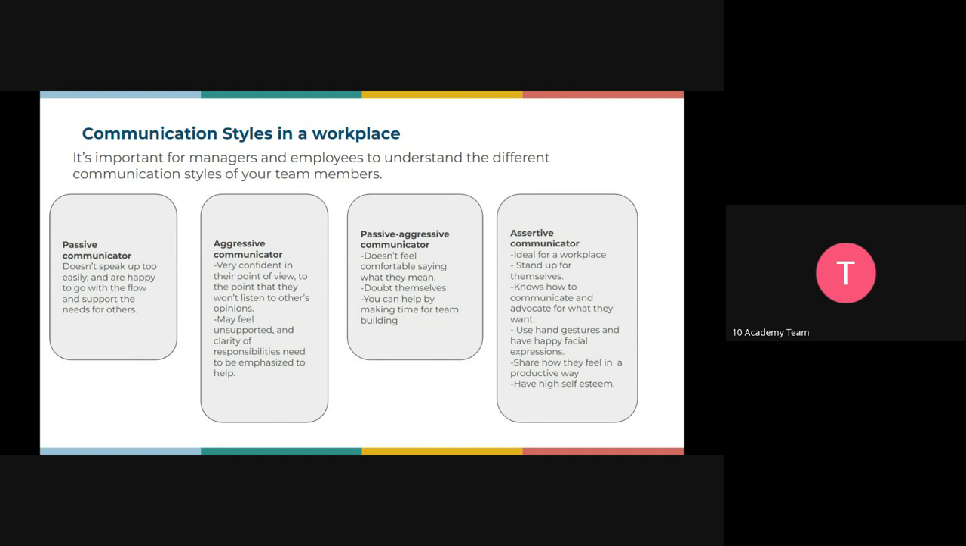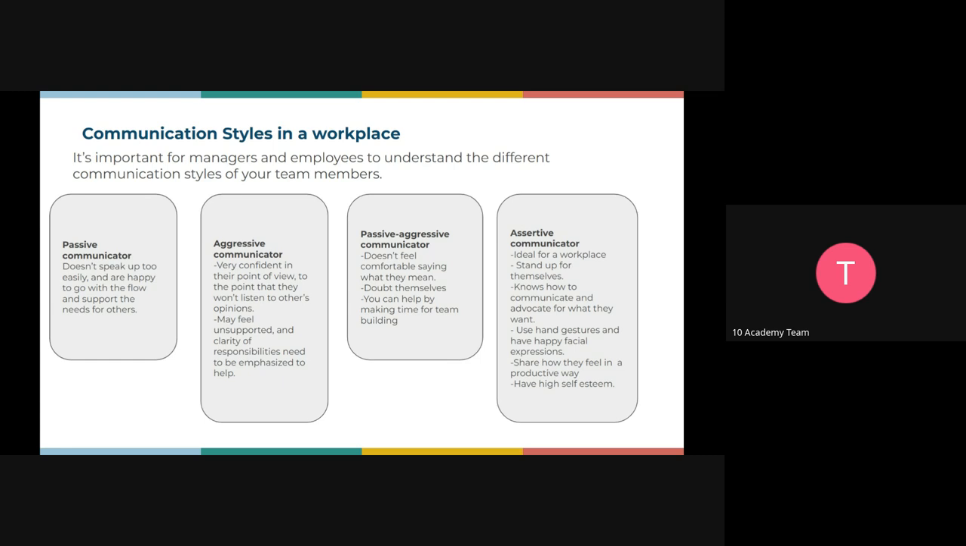So the first type of communicator is a passive communicator. This is someone who doesn't speak up too much, and they're just happy to go with the flow and support other people's ideas. A passive communicator is normally the shy type. Sometimes they have great ideas in their head, but they're too shy or afraid to speak up. So when someone suggests something, they would rather go with the flow of what others suggest.